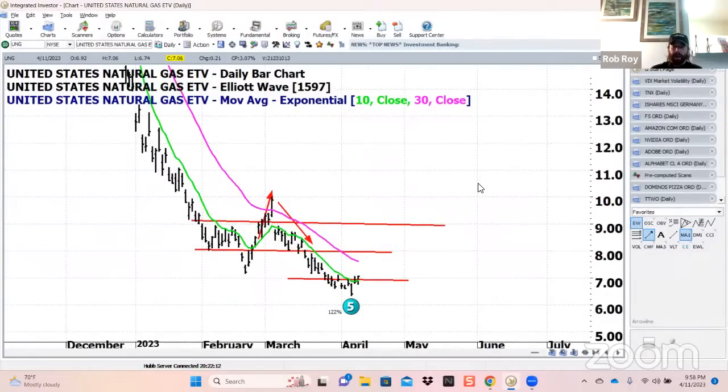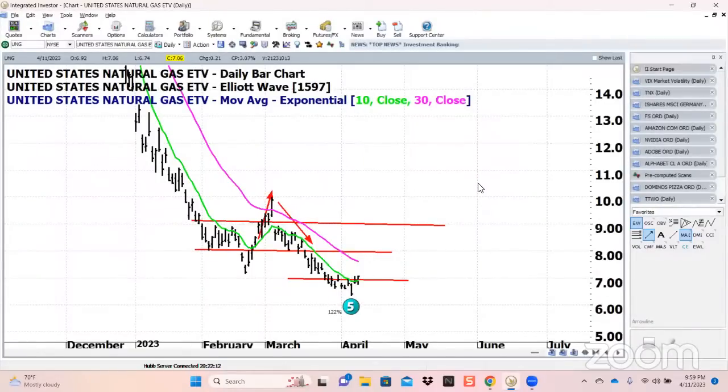It looks like natural gas is trying once again to mount another run. But now we have 2 areas of resistance in the way. It's got to get back above 8 and then back above 9 to have any real traction. But perhaps you could make a short-term trade from 7 to 8 at least, and maybe 7 to 9.